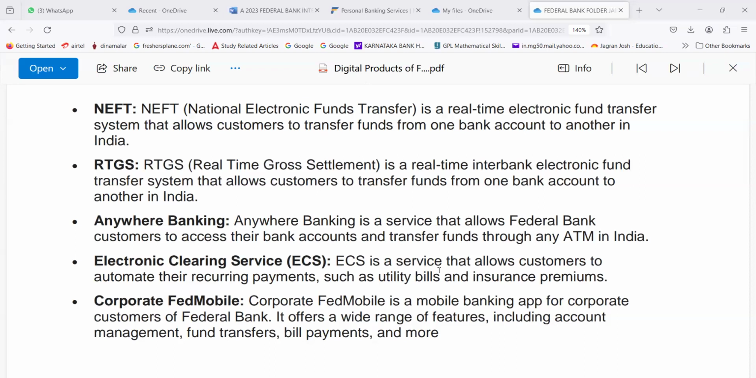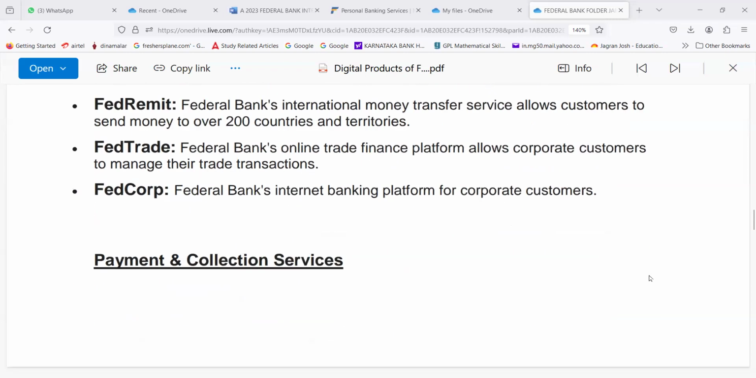Electronic clearing service. ECS is a service that allows customers to automate their recurring payments such as utility bills and insurance premiums. Corporate FedMobile. Corporate FedMobile Bank mobile banking app is for corporate customers of Federal Bank. It offers a wide range of features, including account management, fund transfer, bill payments, and more.